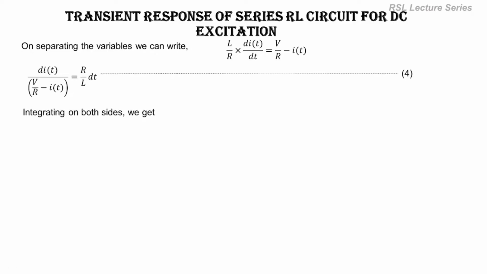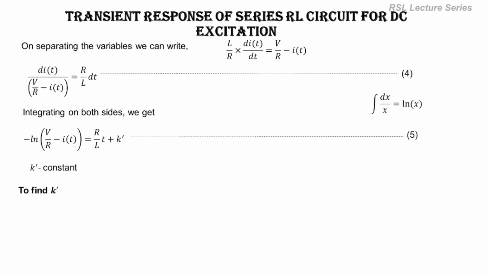Now we are going to integrate this equation on both sides. We already know the integration formula: the integral of dx by x is ln of x, where the differentiation of x lies in the numerator. In a similar way, the differentiation of the denominator term lies in the numerator here. The differentiation of V by R is 0, and the differentiation of i(t) is di(t). So this can be written as minus ln of V by R minus i(t). On the right hand side, R by L is a constant term, and the integral of dt is t plus k dash, where k dash is a constant term.